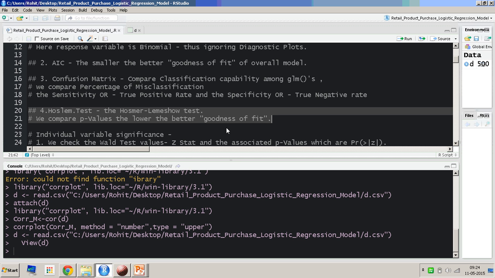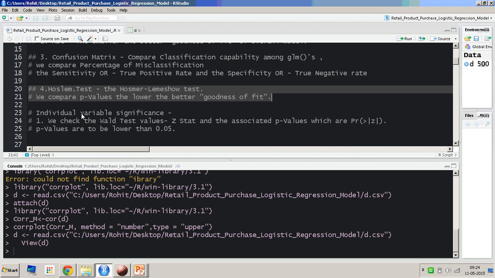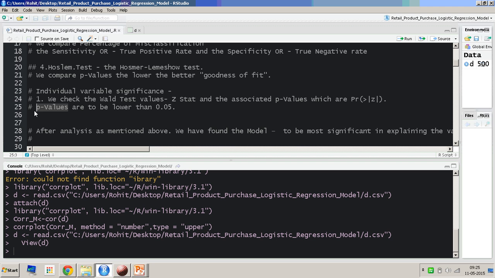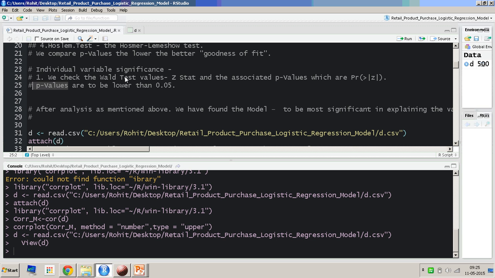For individual variables, what we look at is the Wald test values. So the Wald test values are nothing but the Z statistic and the associated p-values, which are denoted by probability of Z within the summary. These p-values are to be lower than 0.05. That is what we've set as our LOS, or the level of significance. We could look at different levels of significance, and accordingly we could read the p-values in a different manner. But as of now we are looking at 0.05 as the level of significance.